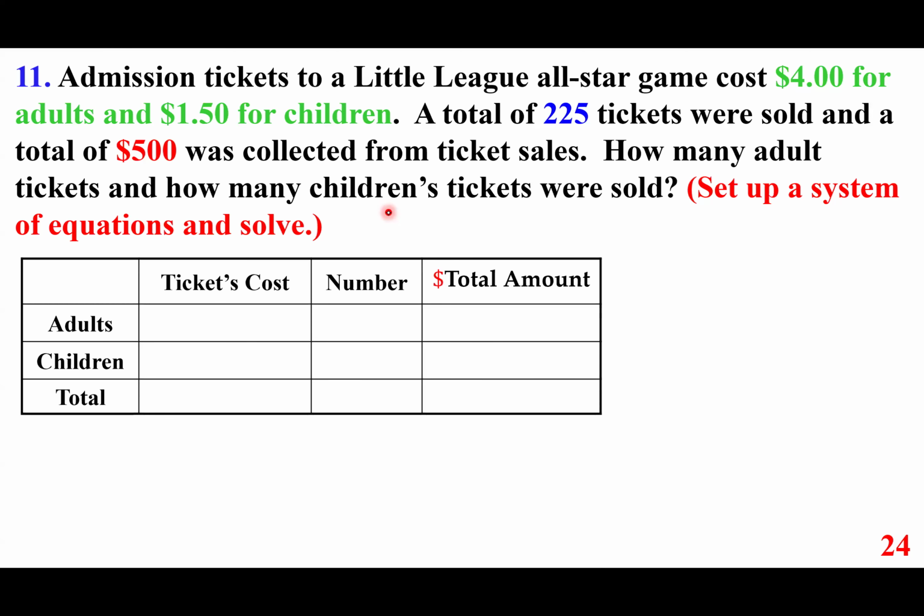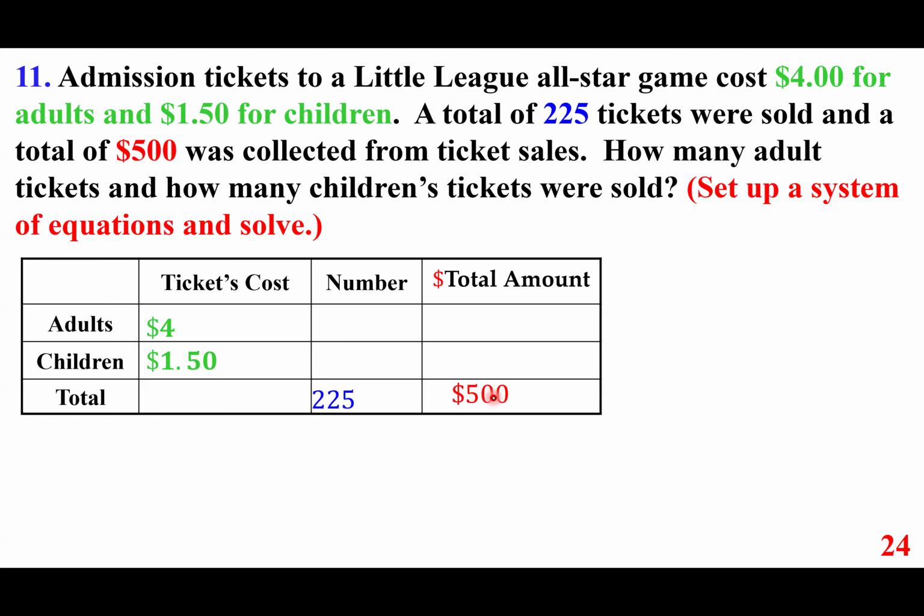Obviously, we start with the table, and believe it or not, this is also a mixture problem. So we have adults, we have children, total, ticket cost, number, and total amount we collect in dollars. So what is the ticket cost? Well, $4 for adults, $1.50 for children. Okay, so a total of 225 tickets. This number represents the number of tickets. How many total? 225. And we are collecting a total of $500. Total amount, $500.